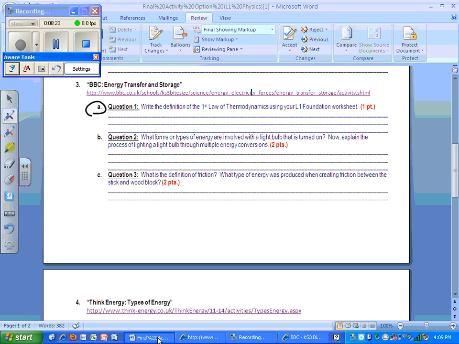Moving on to question number 2, what forms or type of energy are involved with a light bulb that is turned on? Okay, so you saw the image of the light bulb. Now it says, now explain the process of lighting a light bulb through multiple energy conversions. Okay, so I'll give you a hint. We burn coal in order to produce electricity. We then transfer or convert that electrical energy into thermal energy or light energy, okay?